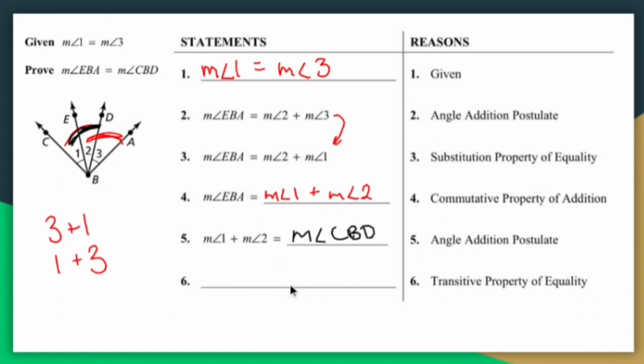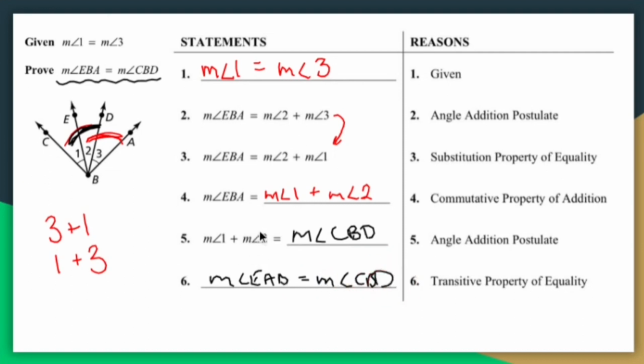And so now I'm at the very end. And what always happens at the very end? What you're trying to prove. So we could say the measure of angle EBA is equal to the measure of angle CBD by the transitive property of equality.